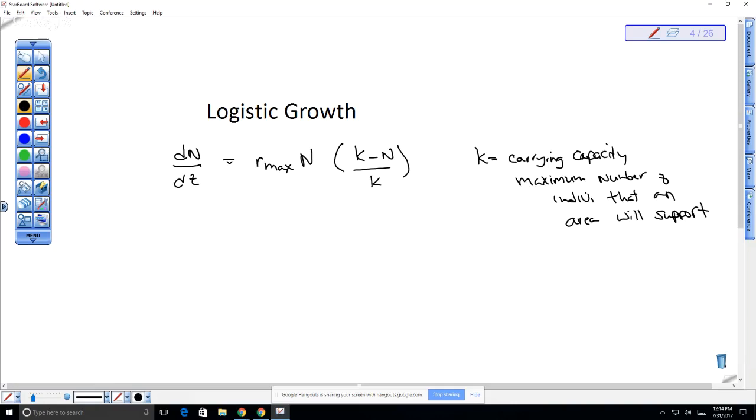Okay, so as this N starts to approach K, then you'll notice that this will go to 0. Like if we put K and N in as 1, for example, 1 minus 1 over 1, that would be 0. And so then that is going to slow population growth. So this is actually an S-shaped curve.